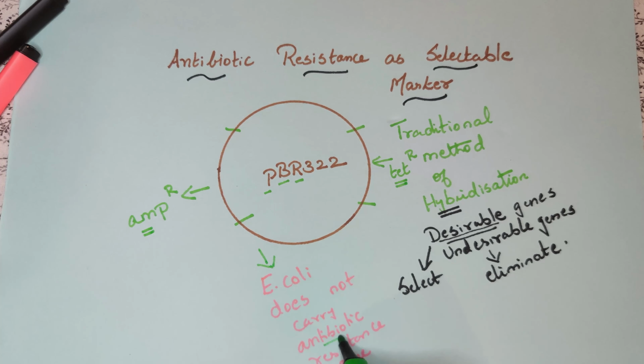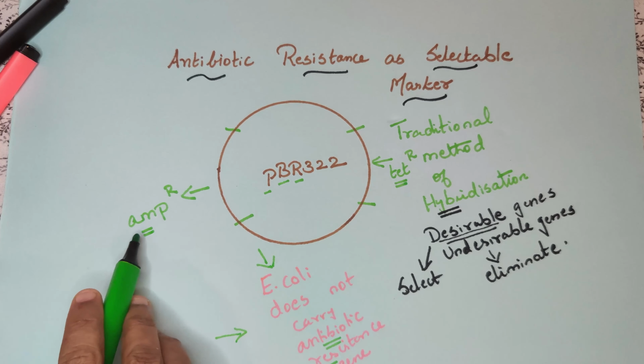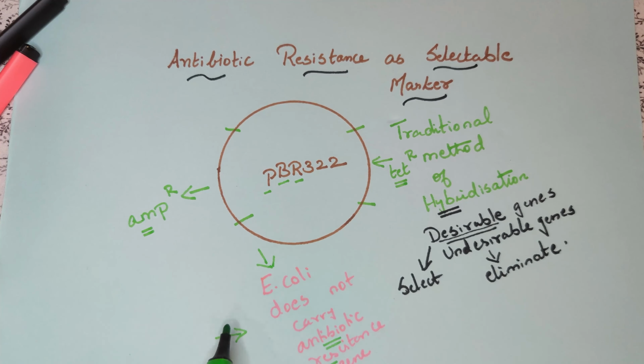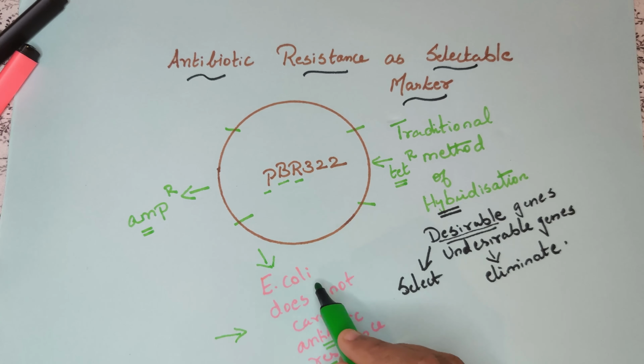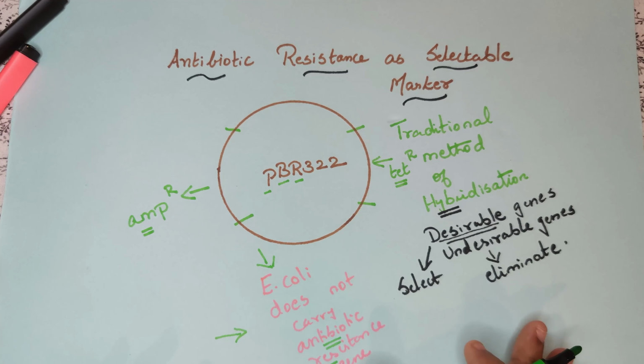E. coli does not carry any antibiotic resistance gene. That means you can kill this E. coli very easily by sending an antibiotic. Now what you are going to do in this method is send an ampicillin resistance and a tetracycline resistance gene into E. coli. Thereby the E. coli carries what? Antibiotic resistance in them. So this is the purpose of doing this experiment.